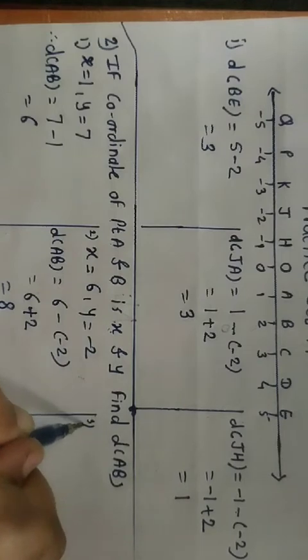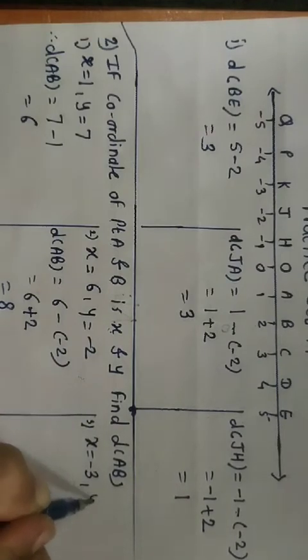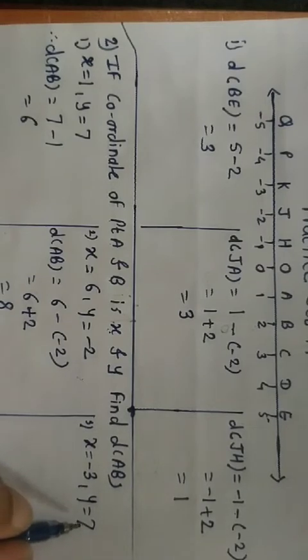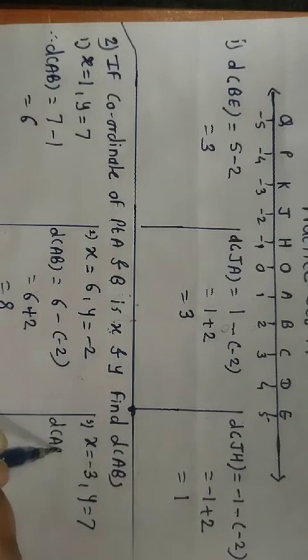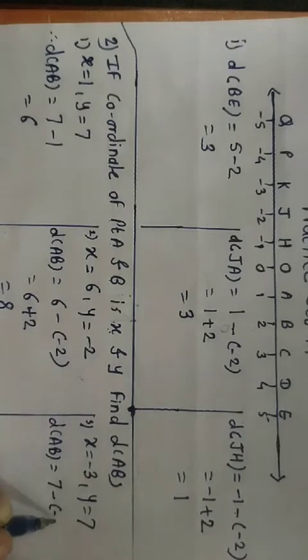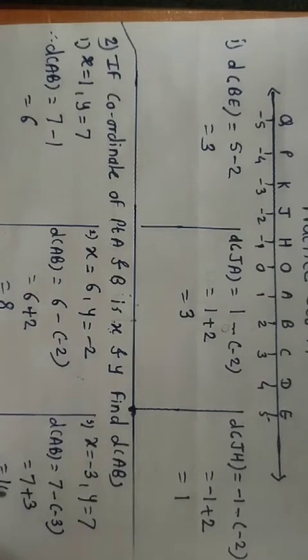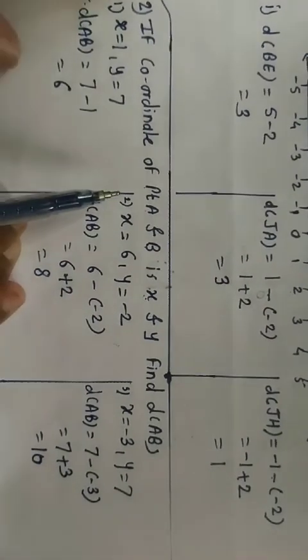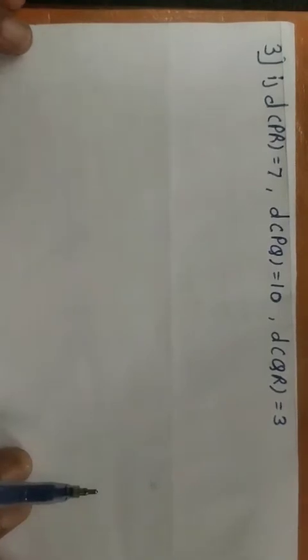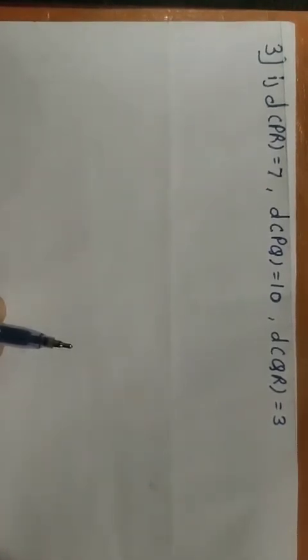Third example: x is equal to minus 3, y is equal to 7. 7 is greater than minus 3. So distance AB is equal to 7 minus (minus 3), which is 7 plus 3, which is equal to 10. It is the second example in practice set 1.1. The third example in practice set 1.1 is: we are given some points.